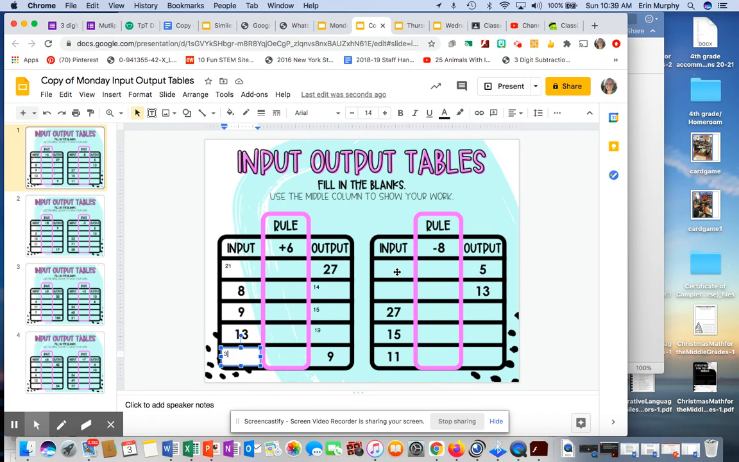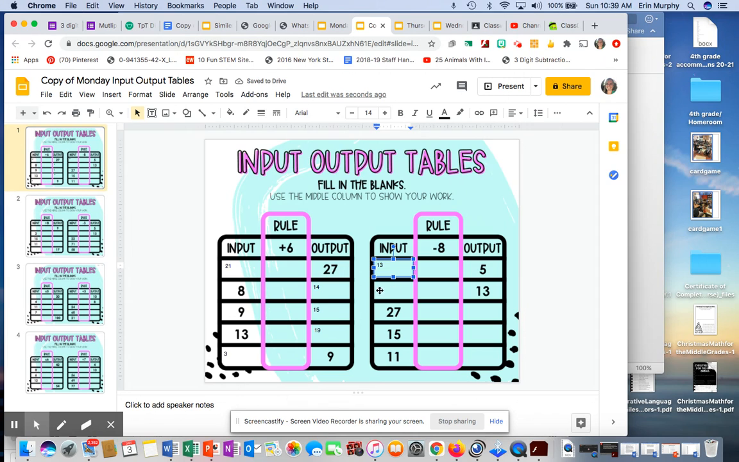Let's look at this next table. We'll do this one together as well. All right, so I'm starting off with a number. I take away 8, so I don't know what my input is. So I can't just do minus 8 when I don't know what the input is. And then I get 5. What would I have had to take 8 from to get 5? Since I don't know my input, I'm going to work opposite. 5 plus 8 would equal 13.